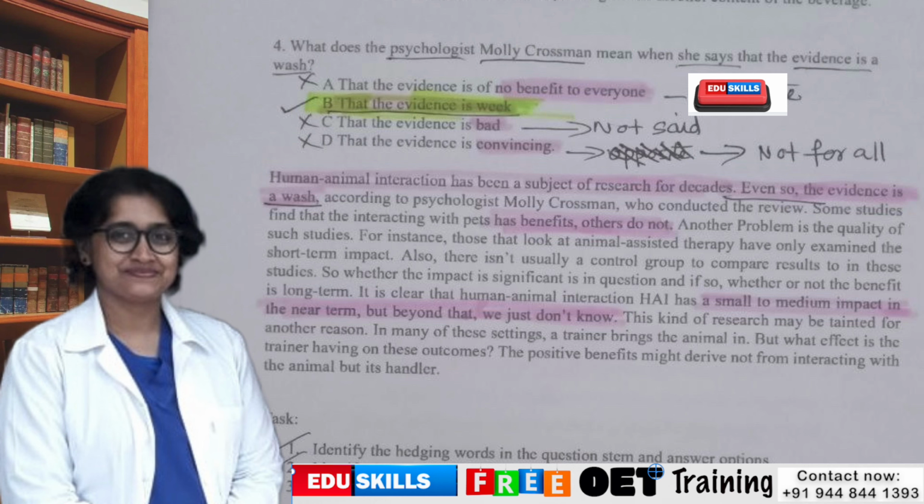So we cannot say there are no benefits for everyone. That is the opposite of the text. The text says it is beneficial for some. So these are the explanations for all four questions. I hope I have given an idea about how to explain the hedging words and the elimination strategies of the day one task.